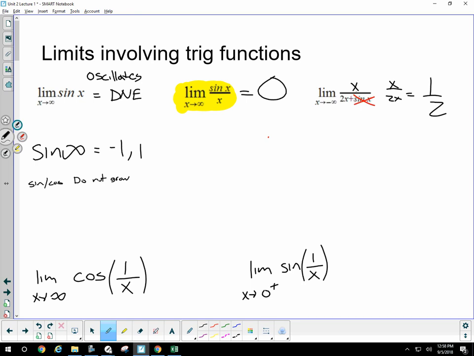What about the next one? Cosine of 1 over x. Again, sine does not grow. Since sine does not grow, and 2x grows, 2x will get bigger and bigger. Sine won't. Cosine of 1 over x. What do we get for that one, as x approaches infinity?